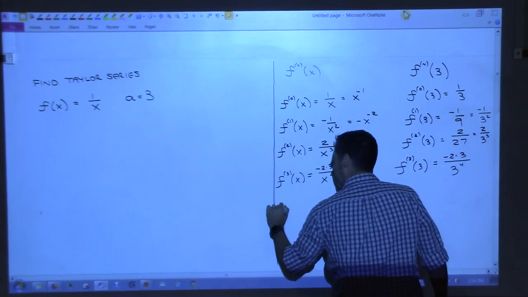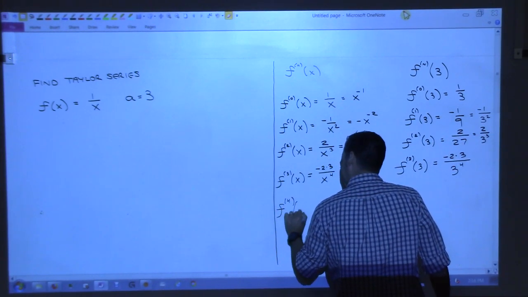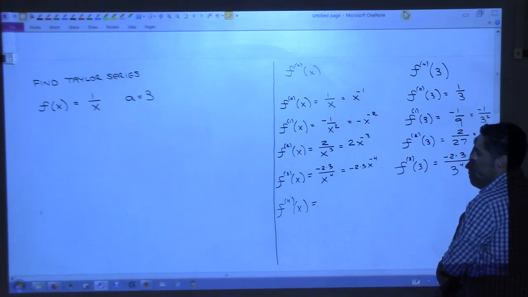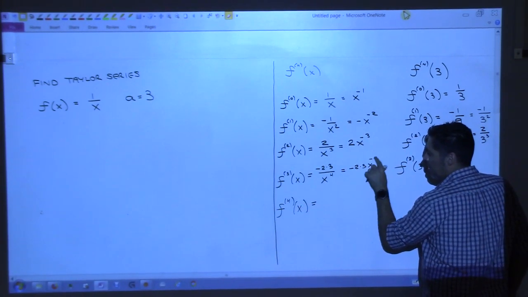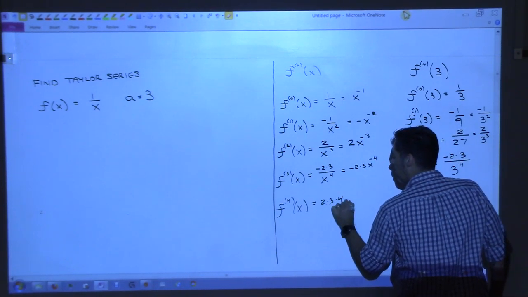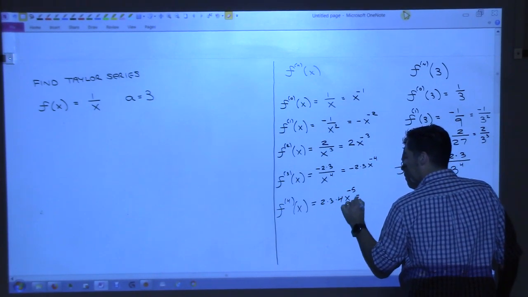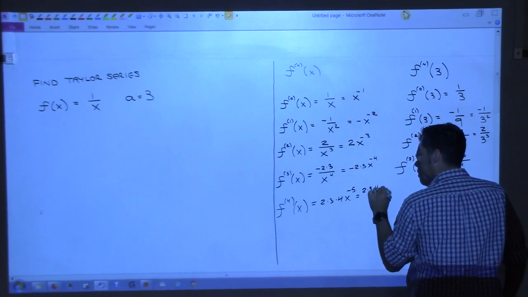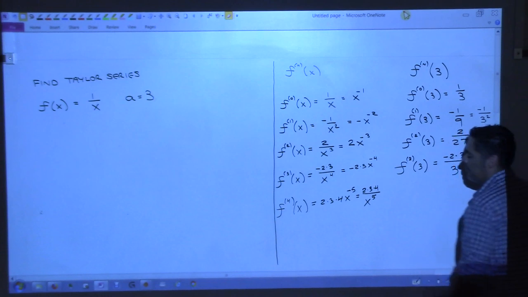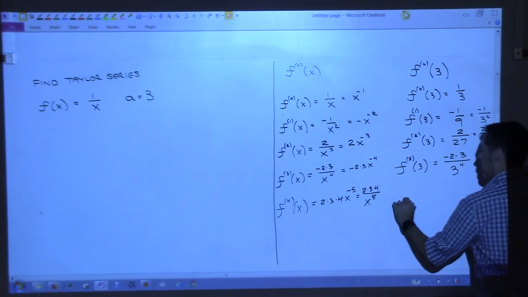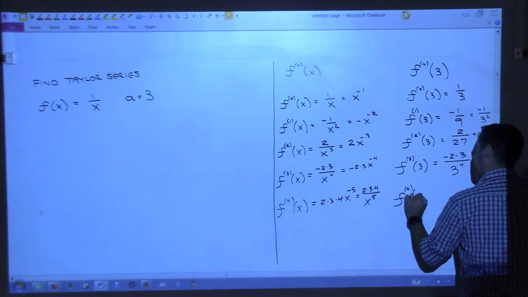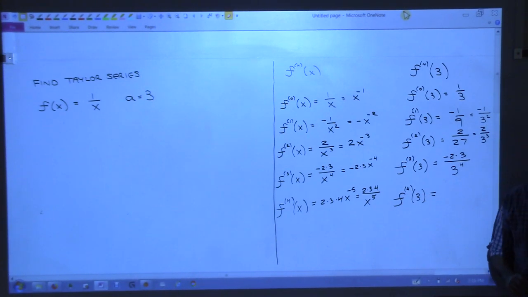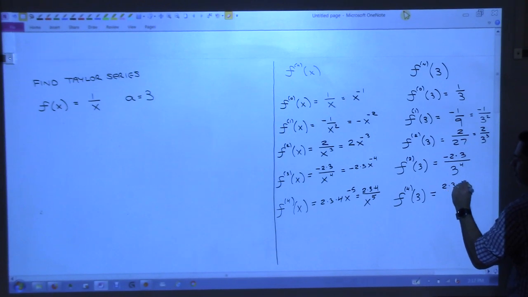Let's do one more derivative. The 4th derivative at x should be positive, right? This time positive. 2 times 3 times 4, x to the negative 5. I'm going to write it that way this time, which is 2 times 3 times 4 over x to the 5th. So over here, the 4th derivative at 3. Do you see how this is a little more complicated than like 1, 0, negative 1, 0, negative 1, right? There's a little more going on here. So we've got 2 times 3 times 4 over 5 factorial.